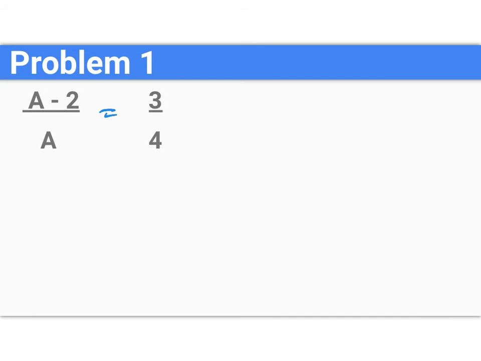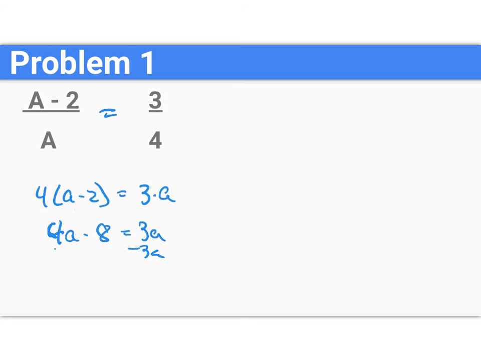Okay, so for this problem, what we're going to do is cross multiply. So you get 4a minus 2. I'm cross multiplying. I have a habit of writing faster than I think, so please slow down when you solve these problems. Over 3 times a. So you get 4a minus 8 equals 3a.